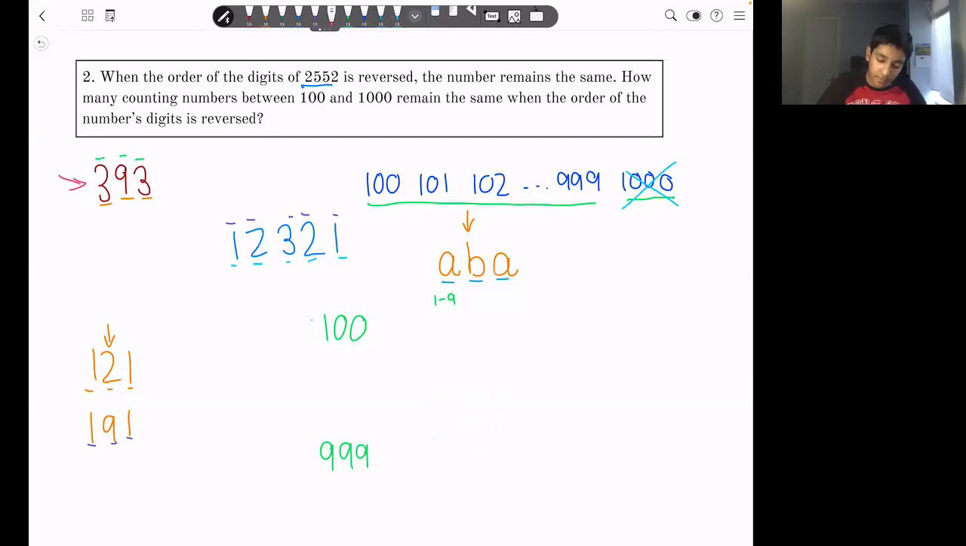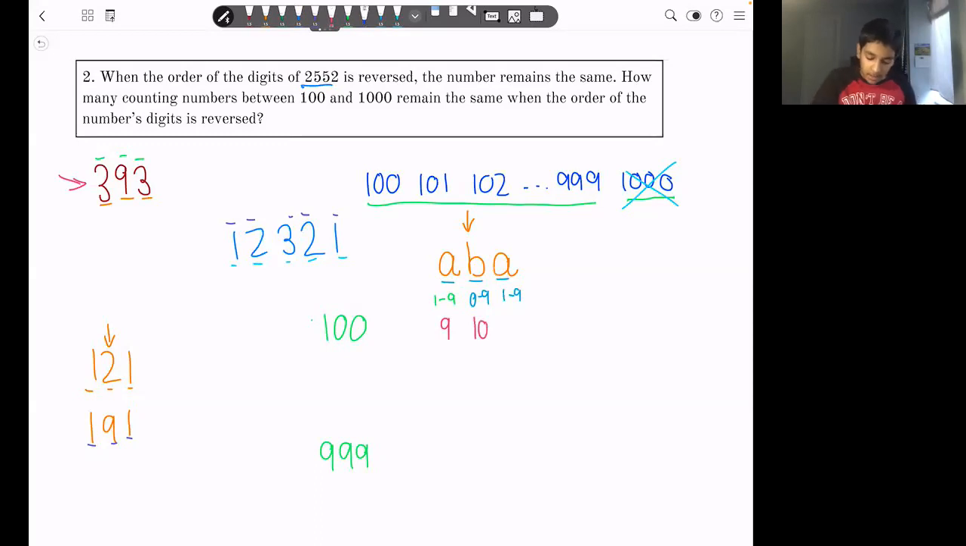Okay, so now that we have A from 1 to 9, and B can be from 0 to 9. So A can be anything from 1 to 9, so there's 9 choices. Yeah, we have to find the number of palindromes from 100 to 999. And B can have 10 choices.